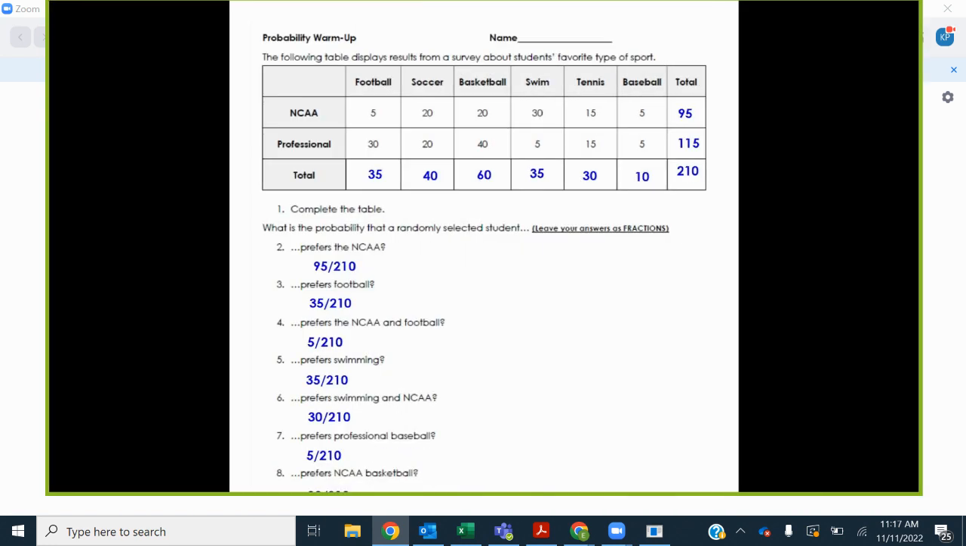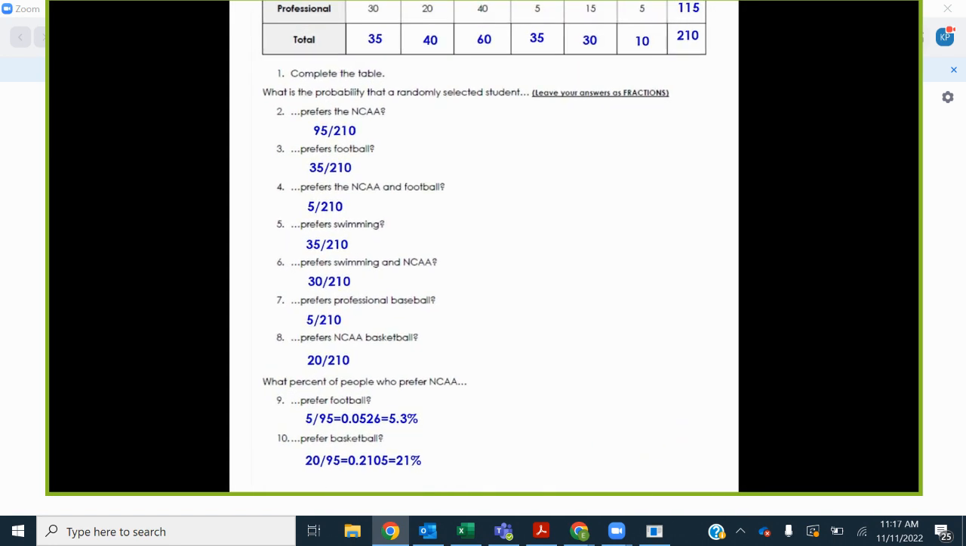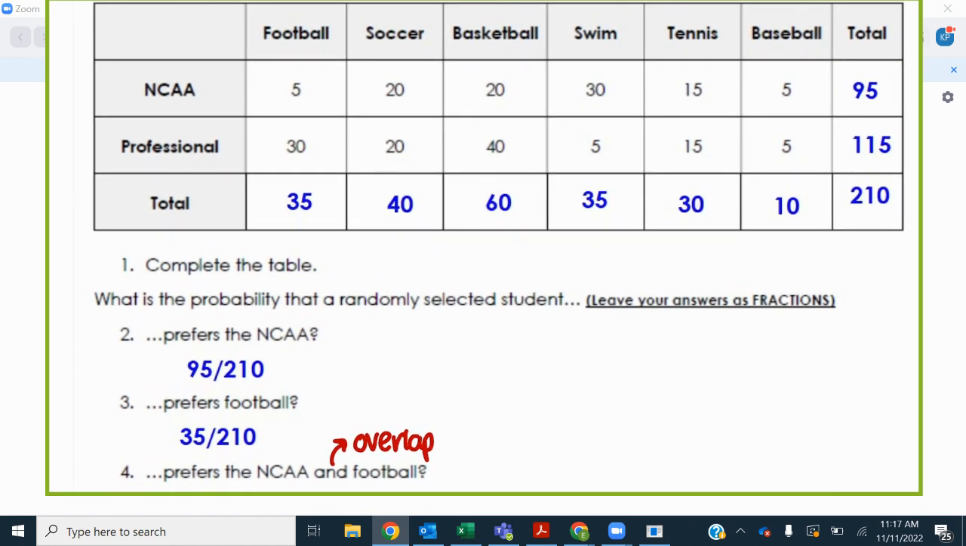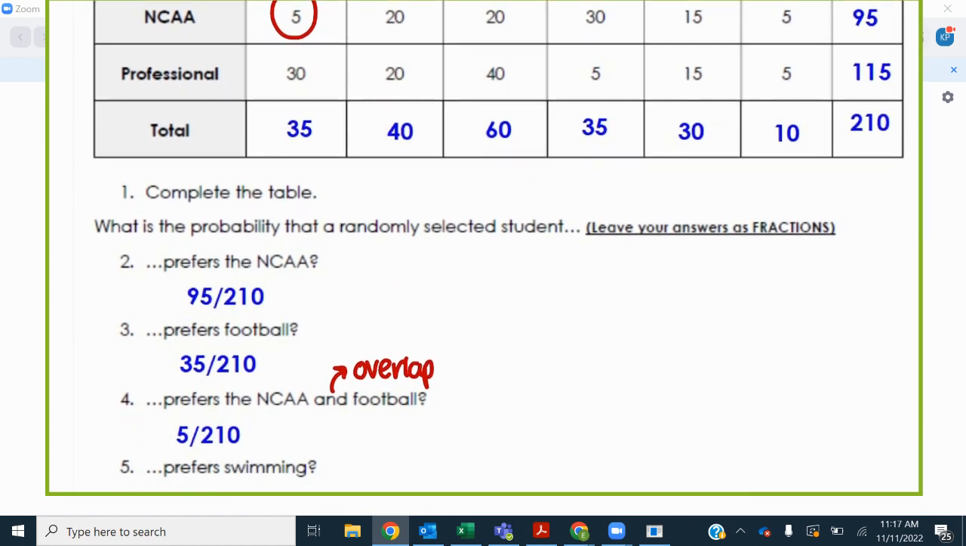All right, here are the answers to the whole sheet. I'll just scroll down so you can see them all. I'm specifically going to look at number 4 and number 9, like I said. Number 4 says prefers the NCAA and football, and is the overlap, where they overlap. So we have NCAA and football overlap here, and then we have it out of 210, because it says a randomly selected student, that's when we're going to divide by 210.